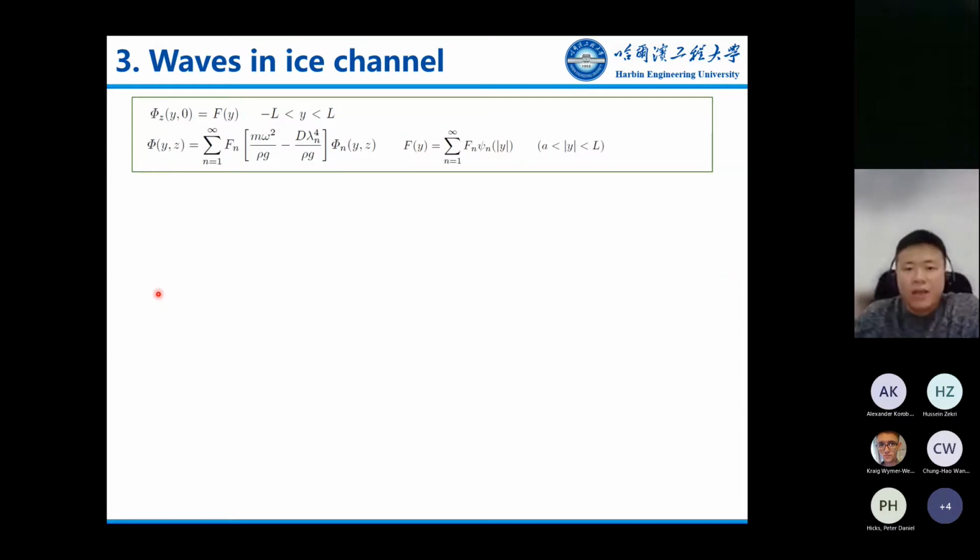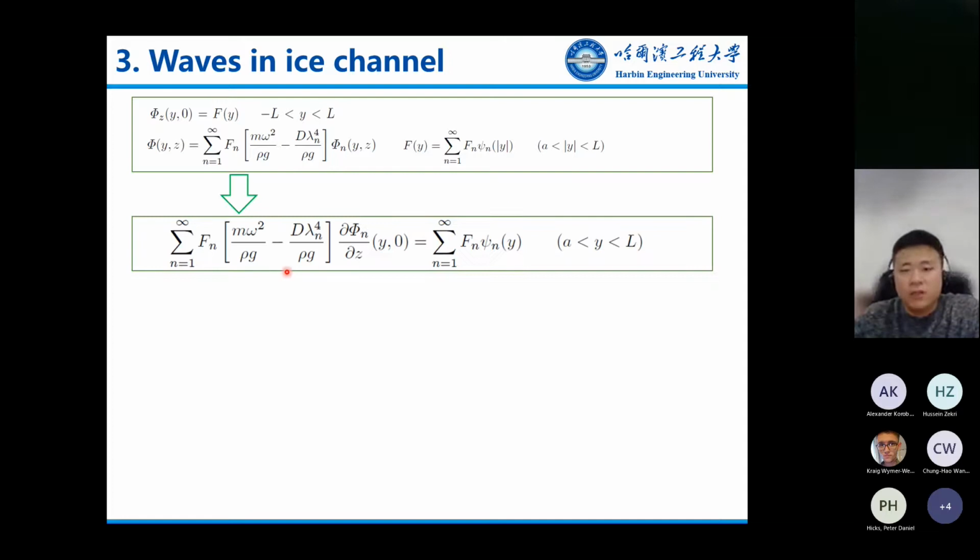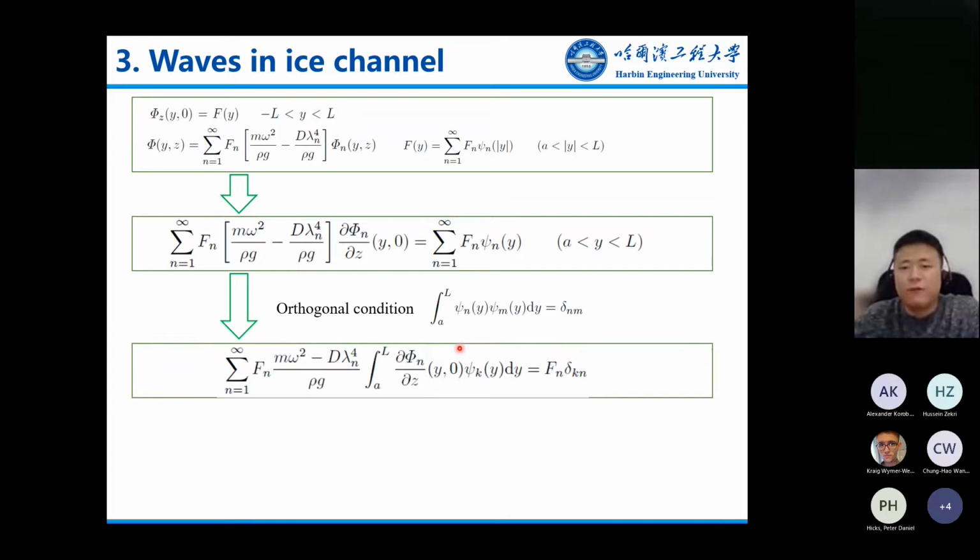By using the kinematic condition at the upper boundary z equal to 0, we can establish the relationship between the solution of the velocity potential and the series solution of the ice deflection in the ice covered region. Multiplying both sides of the equation by eigenfunction psi m and integrating in y from a to l, and considering the orthonormal condition of the eigenfunctions, a system of matrix equations can be obtained.